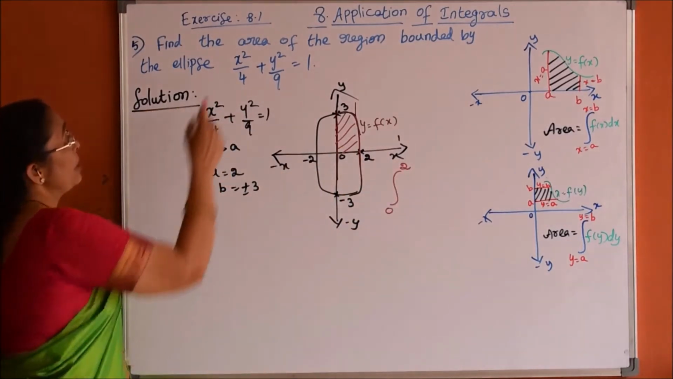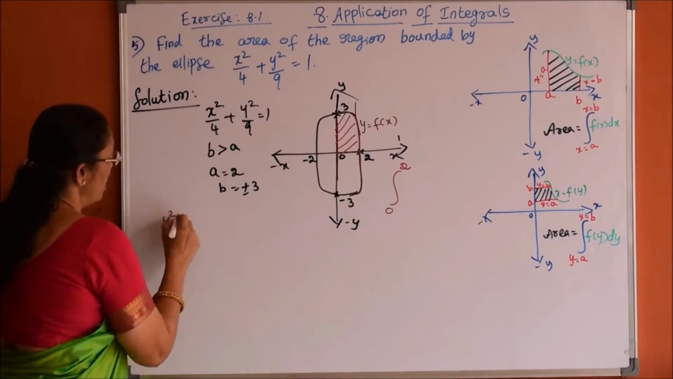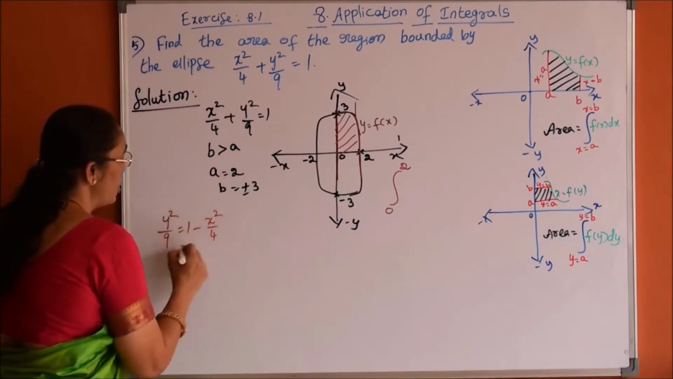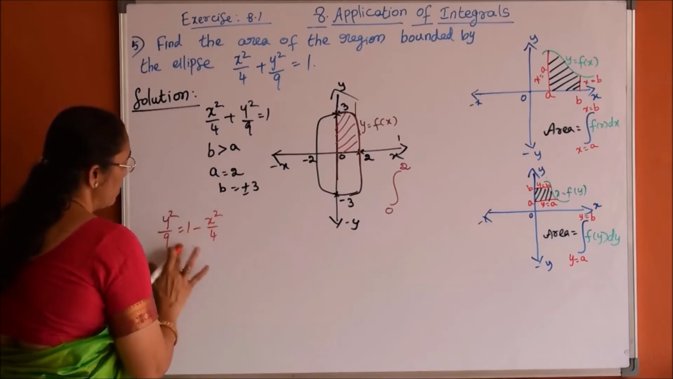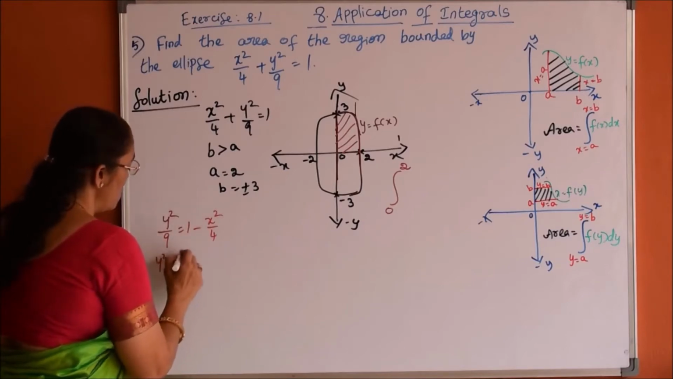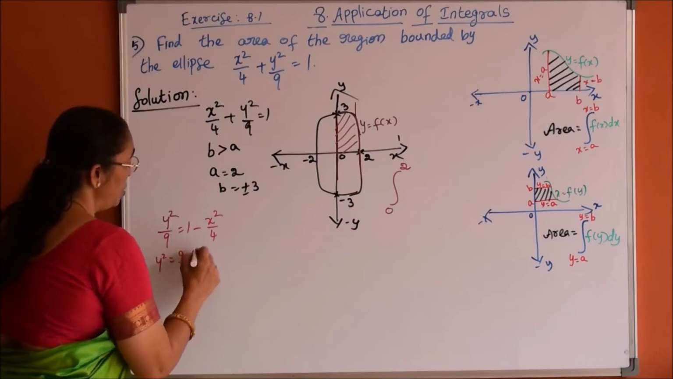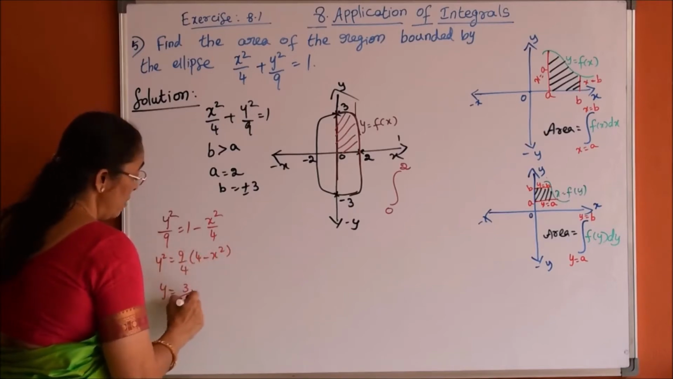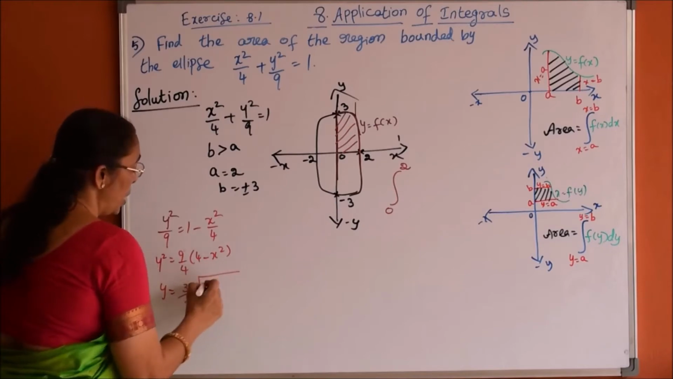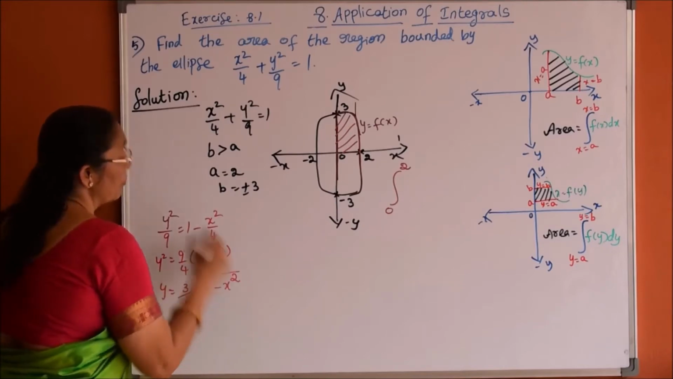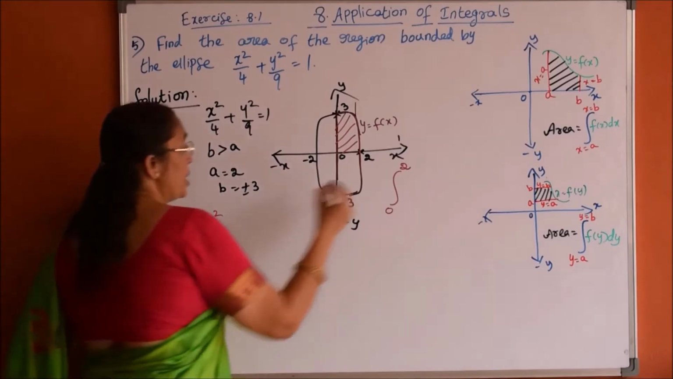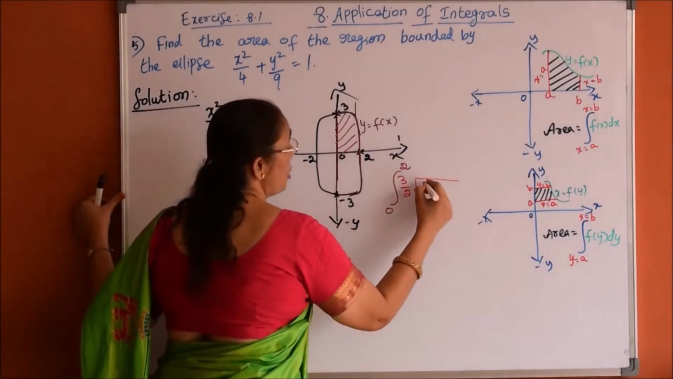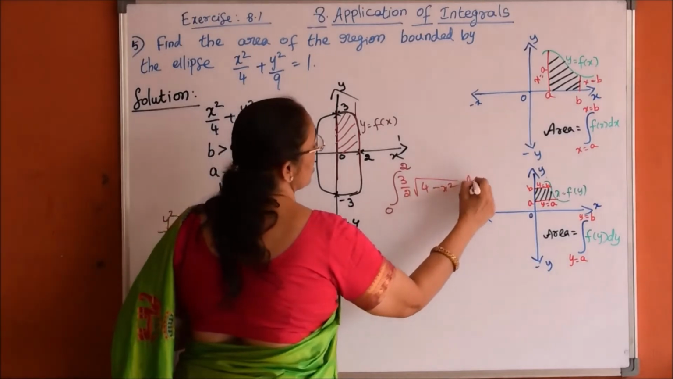Shall we find what y is from this? y square by 9 is equal to 1 minus x square by 4. So, y square is equal to 9 by 4 into (4 minus x square), or y is 3 divided by 2 root over 4 minus x square. So the y value is 3 by 2 root over 4 minus x square dx.